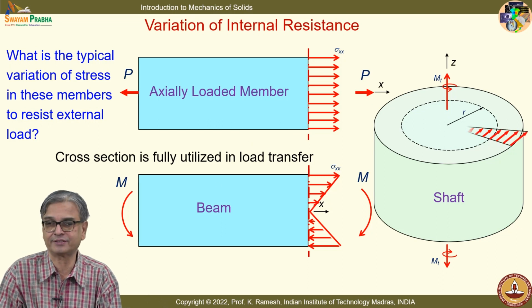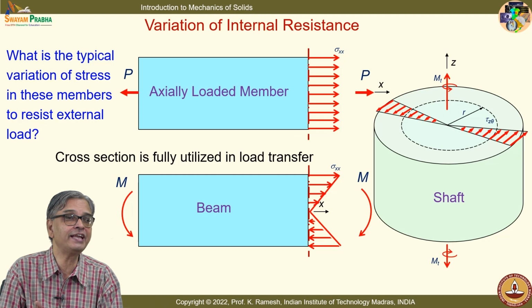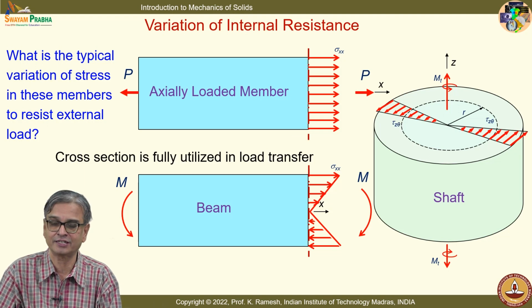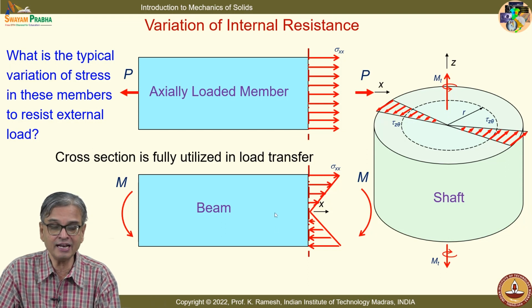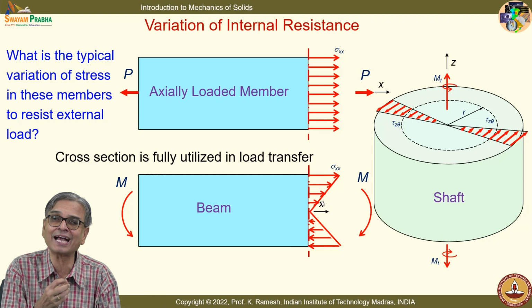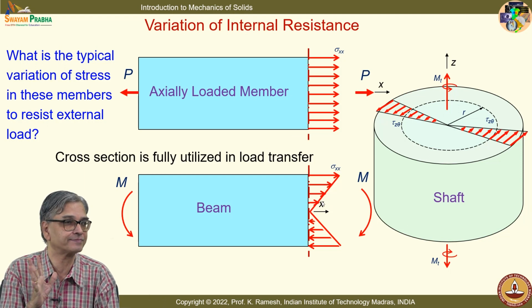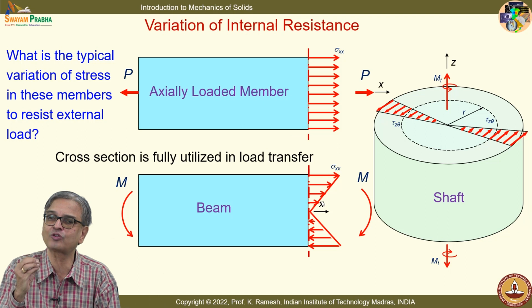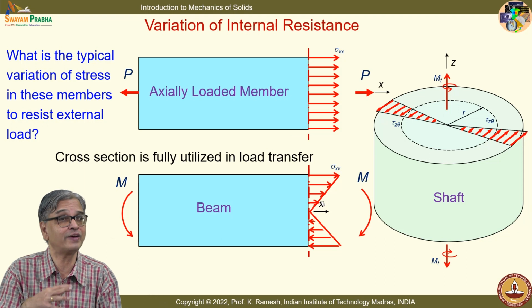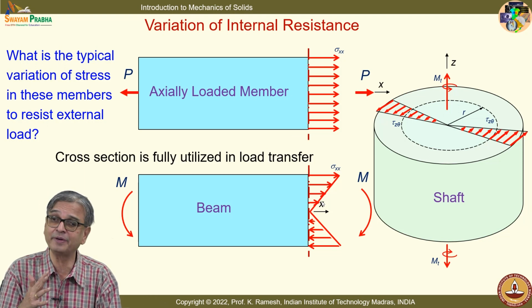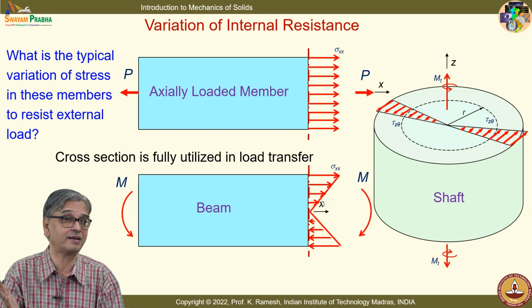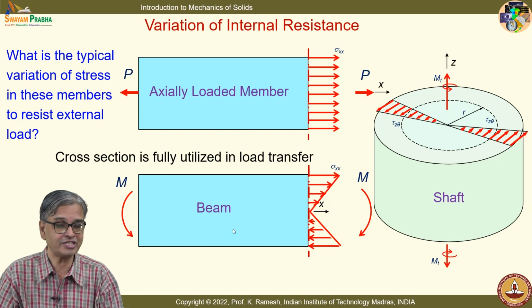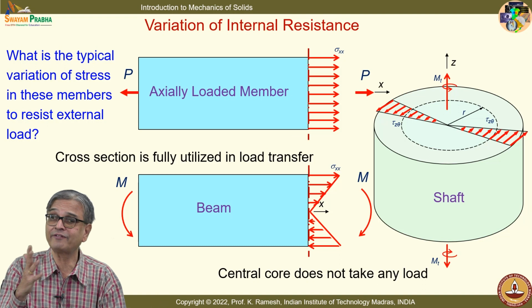What happens to torsion? Torsion and bending share a similar feature. The variation is triangular. That means the inner core is not actually participating in load sharing. The material used in the inner core is not participating. It has an advantage, and that is well exploited by engineers. Not only by engineers, nature has already adopted that. We will see that.